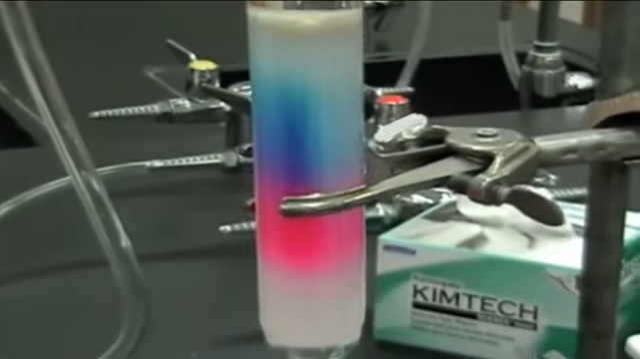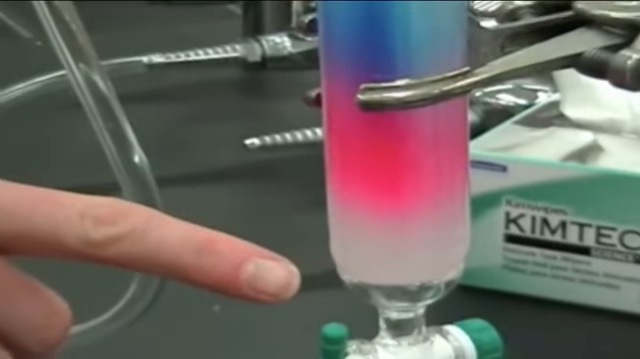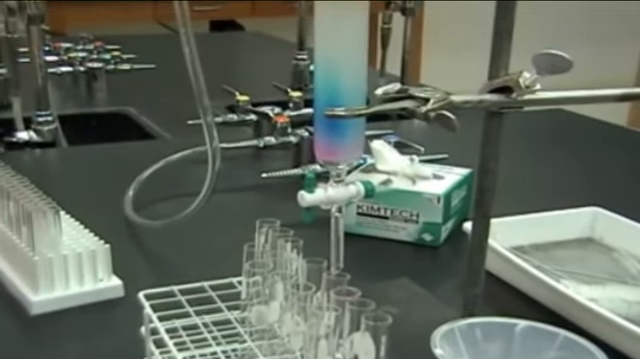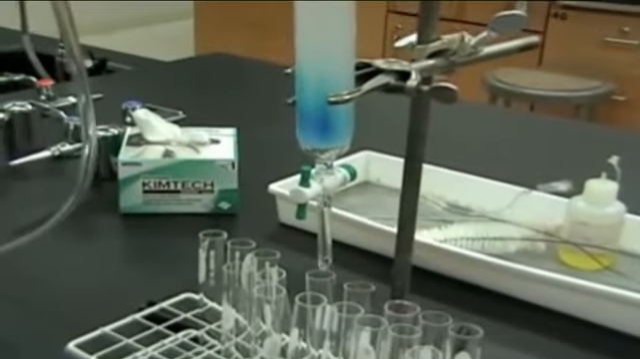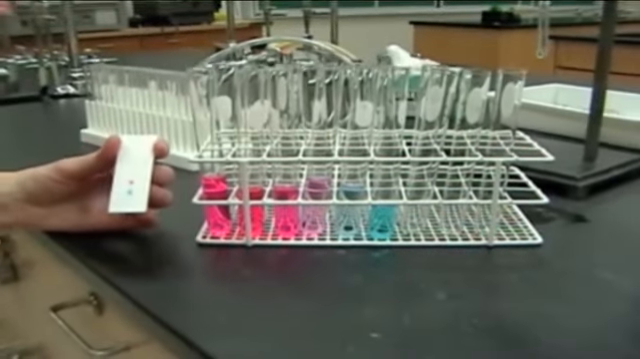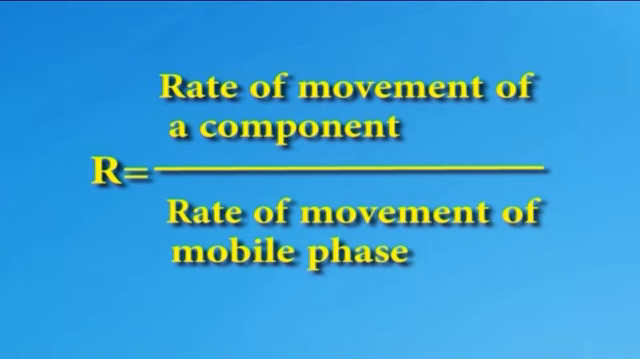Those with lower affinity and adsorption to the stationary phase move faster and are eluted out first, while those with greater adsorption affinity travel slower and are eluted out last. The solute molecules adsorb to the column in a reversible manner. The rate of movement is given as follows: R is equal to the rate of movement of a component divided by the rate of movement of the mobile phase. That is, it is the ratio of the distance moved by the solute to the distance moved by the solvent.